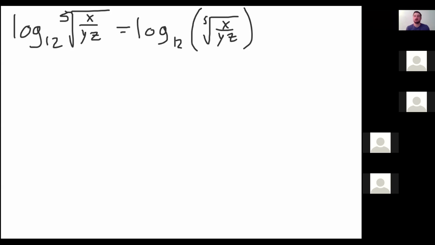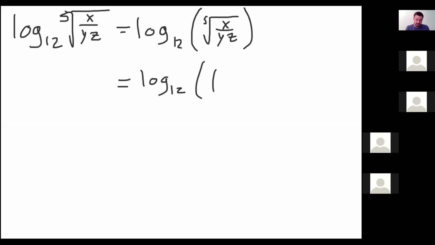Okay, so if you want to come back to Zoom, we're going to go through it real quick. So I have log base 12 of the 5th root of x divided by y squared. Now that 5th root, it's going to be very important. I have to remember how I can rewrite radicals as exponents. That's a big thing for logs, because if I can rewrite it as an exponent, I have exponent properties, and then I'll be able to deal with it.